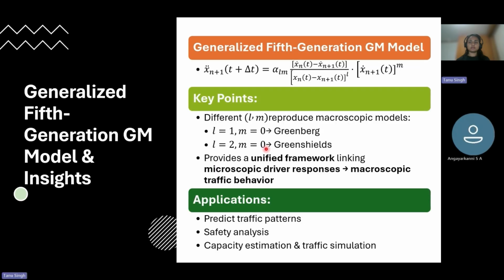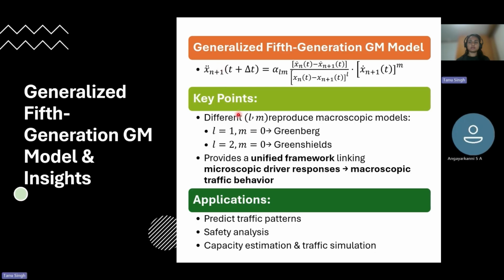Now coming to the generalized GM model. The generalized model allows us to adjust two exponents, l and m, to capture a wide range of behaviors. As we have seen, in this model the acceleration of the following vehicle depends upon the relative speed, the space headway, and also the speed of the following vehicle. By choosing different values of l and m, we get different macroscopic models.